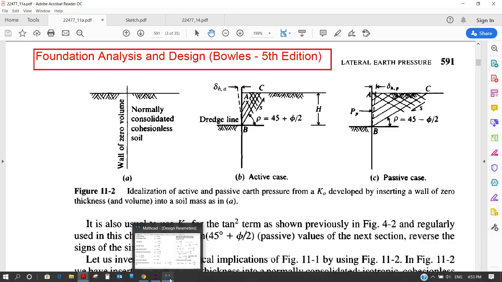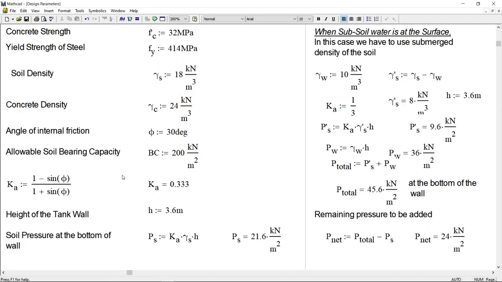Now coming back to the parameters. Of course, I should admit that I made a mistake. The mistake was here, I applied a factor 1 by 3, which was my mistake. It should not be there, because I am using Ka. First I thought maybe I would use 1 by 3 directly instead of Ka, but later on I saw that Ka is there. So because of that, the pressure comes out to be 7.2 only, which was very, very small.